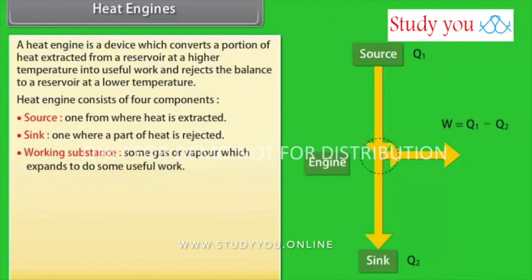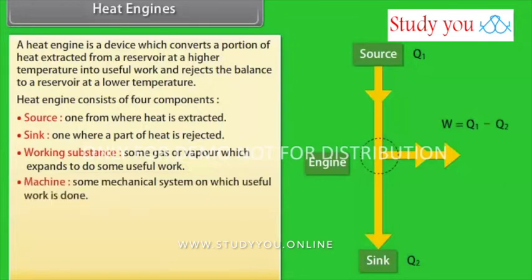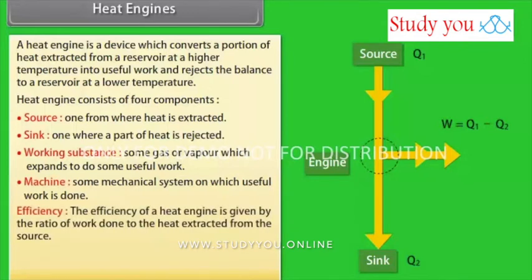Working substance. Some gas or vapor which expands to do some useful work. Machine. Some mechanical system on which useful work is done. Efficiency. The efficiency of a heat engine is given by the ratio of work done to the heat extracted from the source. Efficiency is equal to 1 minus Q2 by Q1.